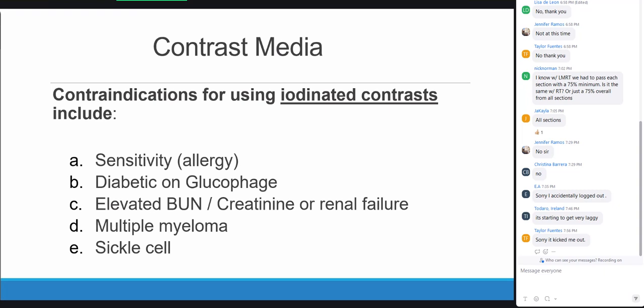Contraindications for using iodinated contrasts include sensitivity because of allergy, if they're diabetic on Glucophage, an elevated BUN or creatinine, or renal failure. Multiple myeloma and sickle cell disease are also contraindications for iodinated contrast use.